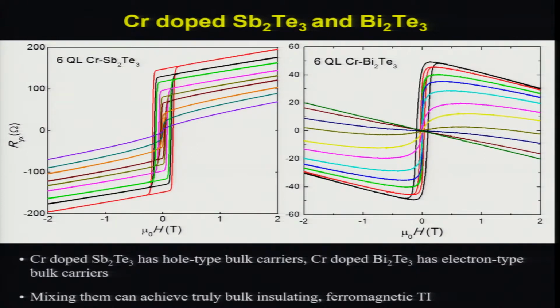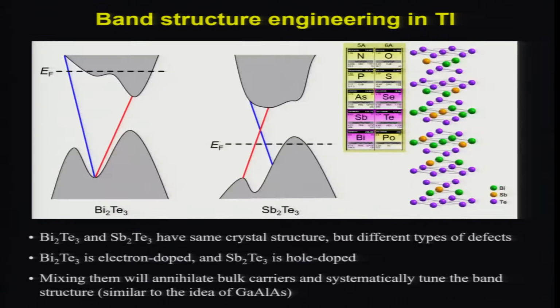So we thought, if we mix them together, this Hall-like bulk carrier and this electron-like bulk carrier, they may just compensate, and we could have an insulating regime which will realize the quantum anomalous Hall effect. So here, let's have a look at the schematic band structure of bismuth telluride and antimony telluride.